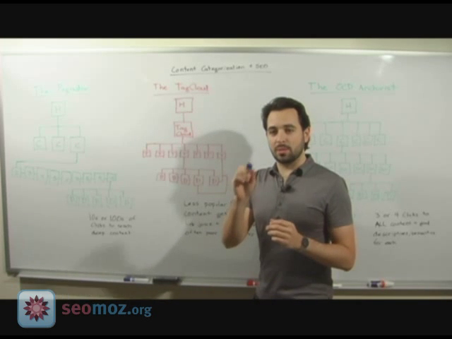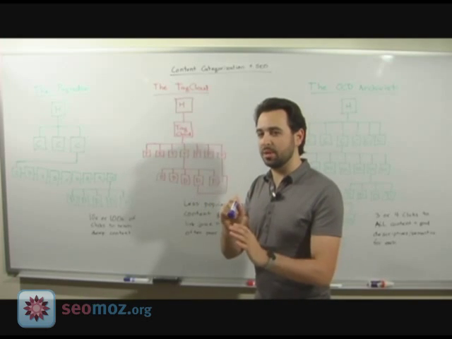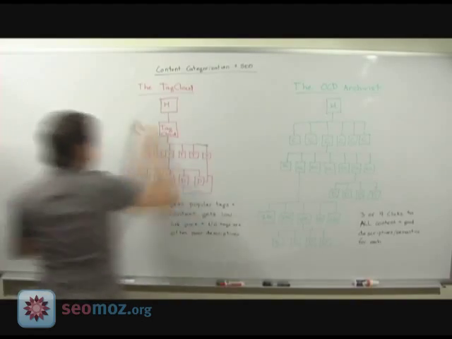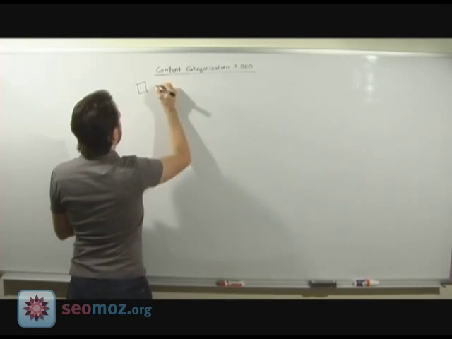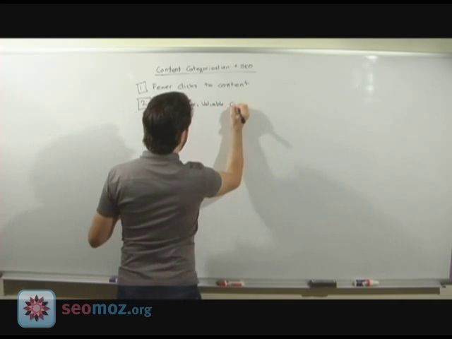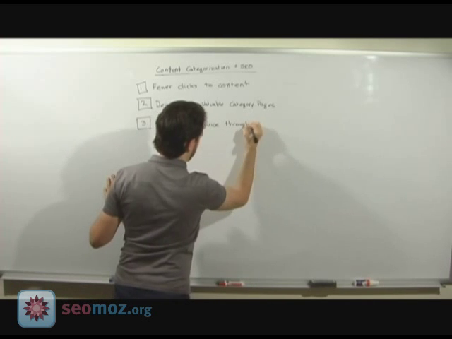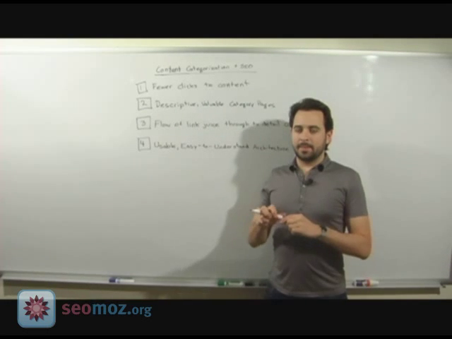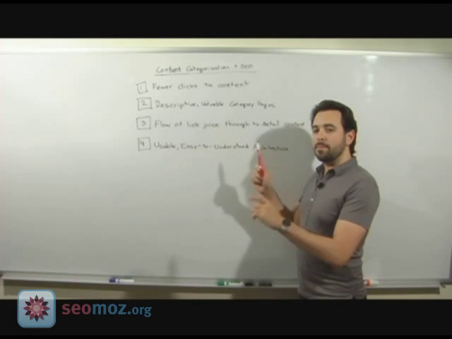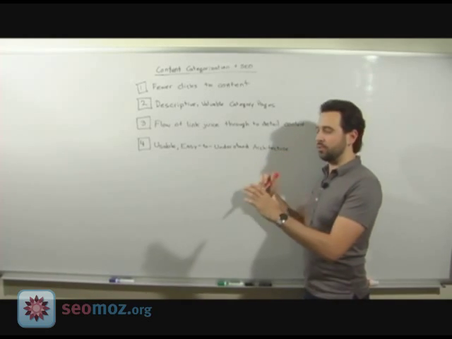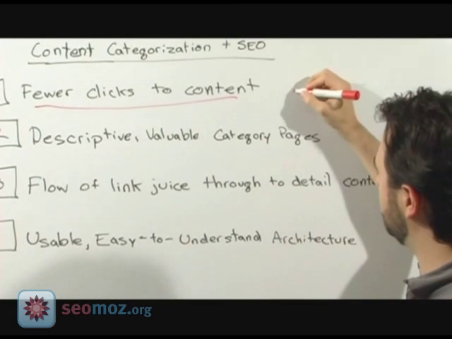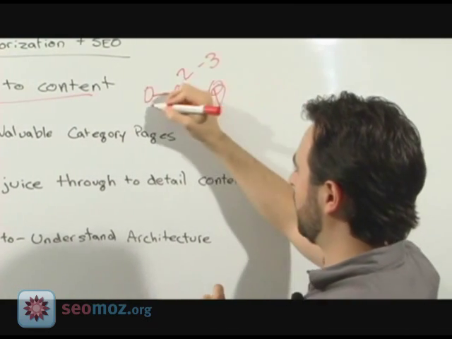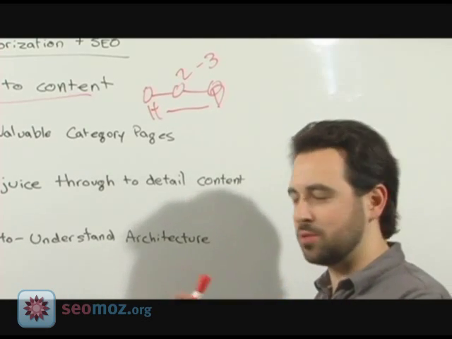And what I'd like to do is start with some of the goals that you're trying to accomplish when you do content categorization. So I'll just erase this and show you some of the goals. All right, so here are some of the big things that you need to think about when you're creating a content categorization system. First off, fewer clicks to the content. Basically, you want Google to only have to travel maybe 2, maybe 3 clicks before reaching that detail page, right? From the home page to the detail page, the shortest distance is the best route.